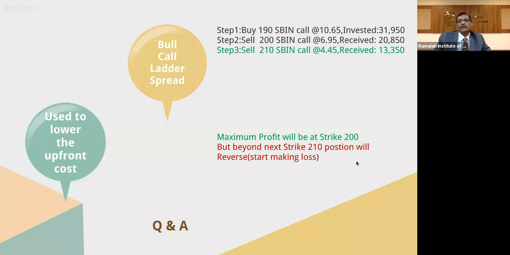And then we had a brief view of the bullish strategies: the first being the long call strategy, then the bull call strategy where the risk is lesser, and the bull call ladder spread where there is no risk when the market goes down. And now I'll open this to questions, and I'll take the common questions which are there.